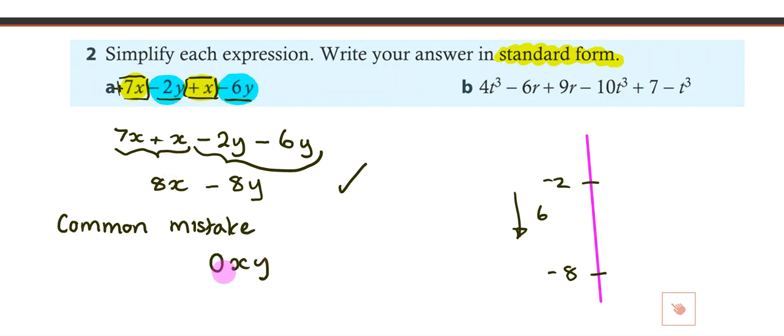That is wrong, but does make some sense. Why does it make some sense? Because 8 minus 8 is 0. It is completely wrong, but it does make sense. But what doesn't make sense is just to put the x and the y together.